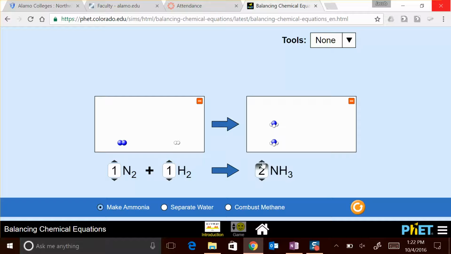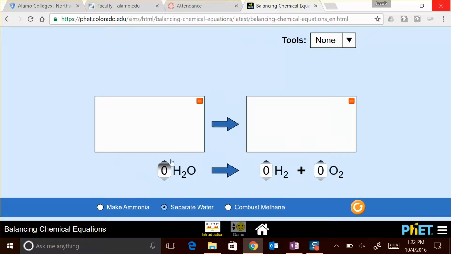How many hydrogens do I have? 6. So this 2 gets multiplied into the H3. So 2 times 3, that's 6 hydrogens. So what am I going to do to the H2 side so that I can get 6 hydrogens? I need 3 of them. And we have a balanced chemical equation. That's a balanced chemical equation because I have the same number of everything on each side of the reaction.